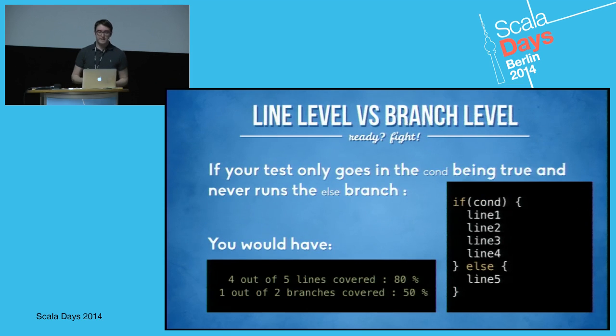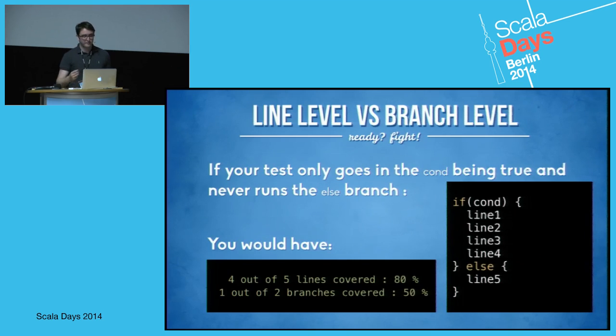So now let's compare line level coverage with branch level coverage. Looking at the example we have here, we can see that the result obtained with line coverage will have tested 4 lines over 5, which is 80%. With branch coverage, you would only get 50%.